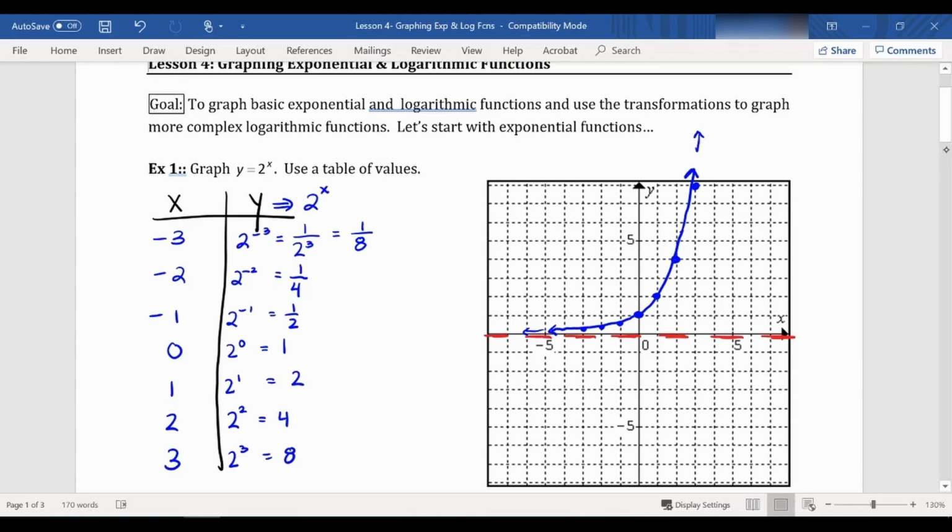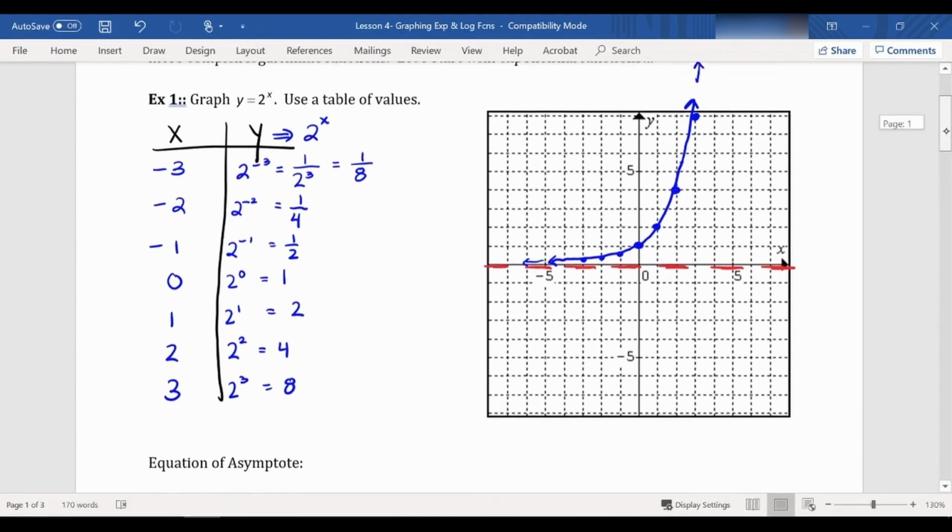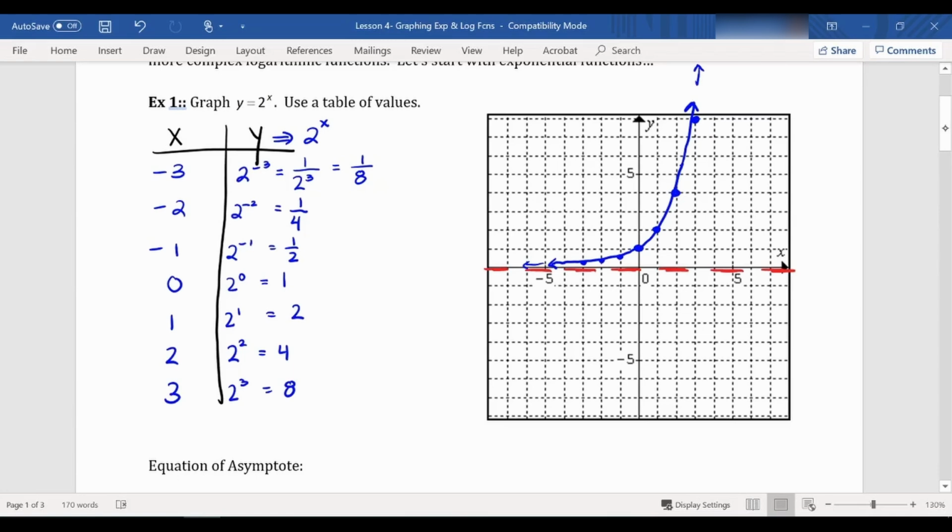Okay? So this will be true for every basic exponential function. Our asymptote is at y equals 0. So unless there has been some sort of vertical translation moving this up or down, every basic exponential function will have a horizontal asymptote at y equals 0.